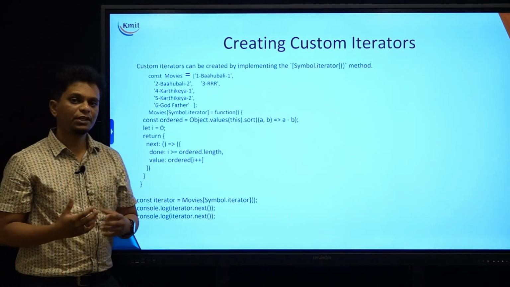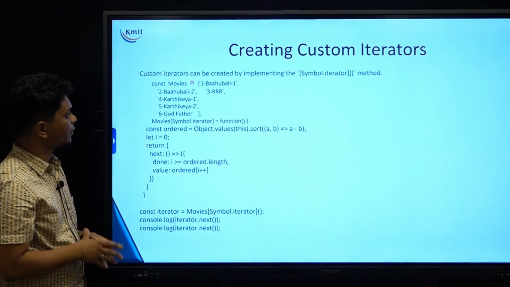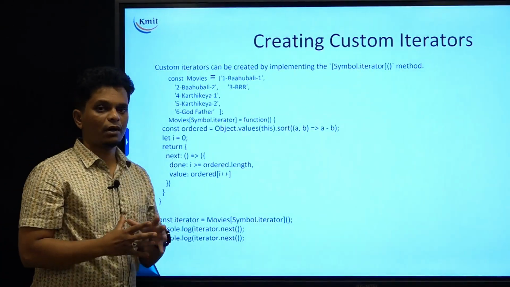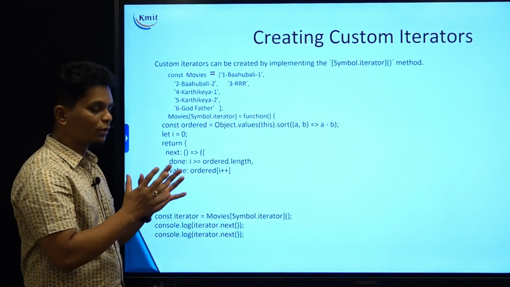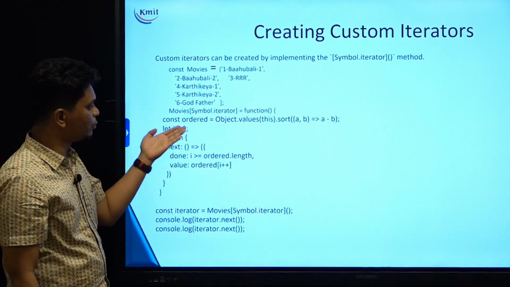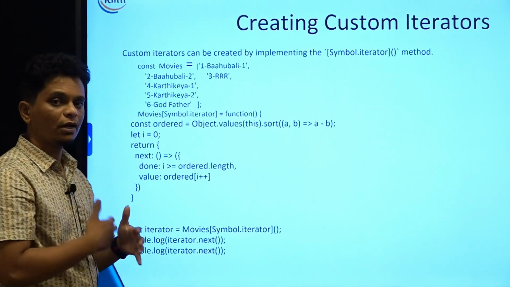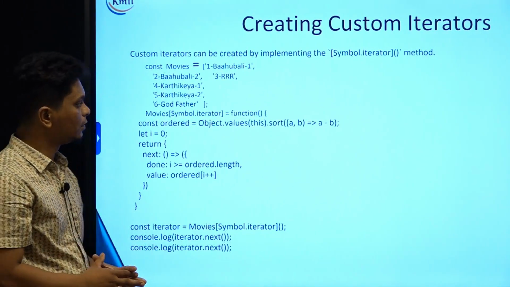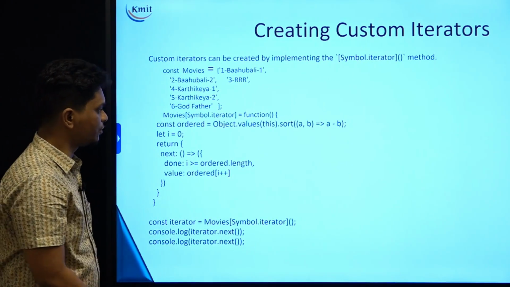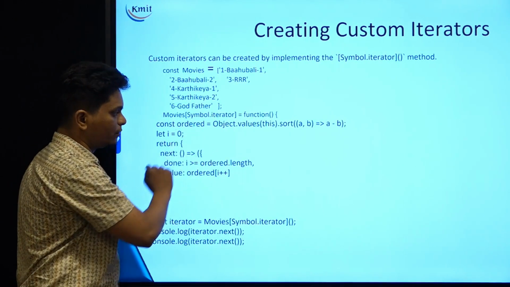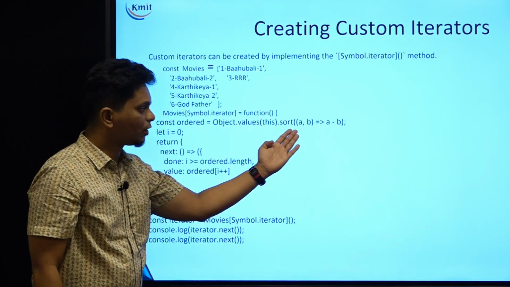Moving on, let's see how to create custom iterators. Custom iterators are very identical to the iterators that we have seen in the previous slide. The only difference is we can customize them using sort methods and other characteristic methods. Same example as before, but here the difference is we have used ordered. I have created another object called ordered, which has a sorting method.